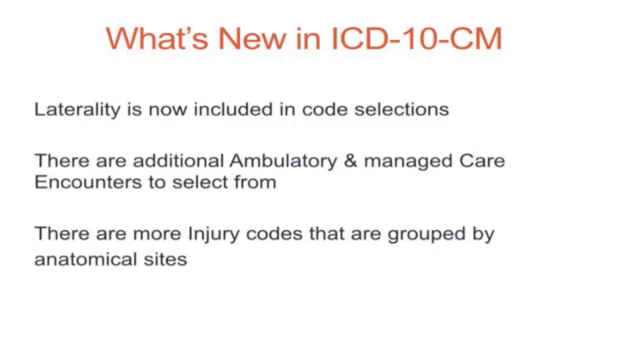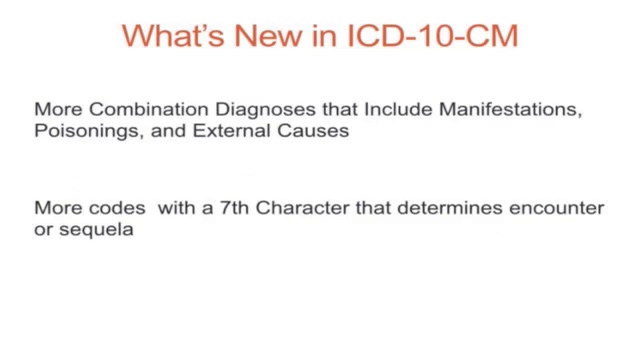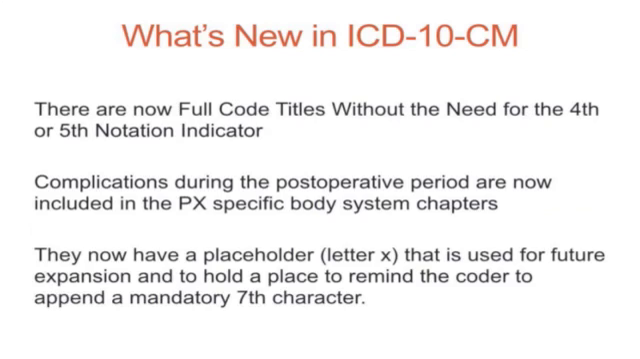What's new in ICD-10-CM? Laterality is now included in code selections. There are additional ambulatory and managed care encounters to select from. There are more injury codes that are grouped by anatomical sites. More combination diagnosis that include manifestations, poisonings, and external causes. More codes with a seventh character that determines encounter or sequela. There are now full code titles without the need for the fourth or fifth notation indicator.